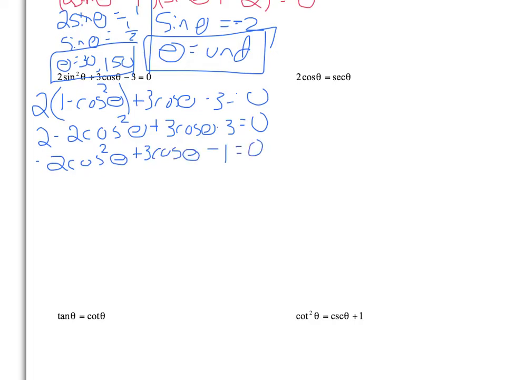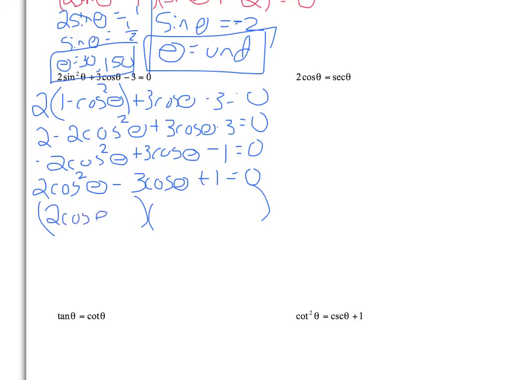We will combine that as like terms, so it's going to be 2 minus 3, that's negative 1 at the end there. Make that a positive cosine squared theta, so divide by negative 1, all your signs change. So 2 cos squared theta minus 3 cos theta plus 1 equals 0. Factor it. This will factor to (2 cos theta minus 1)(cos theta minus 1).